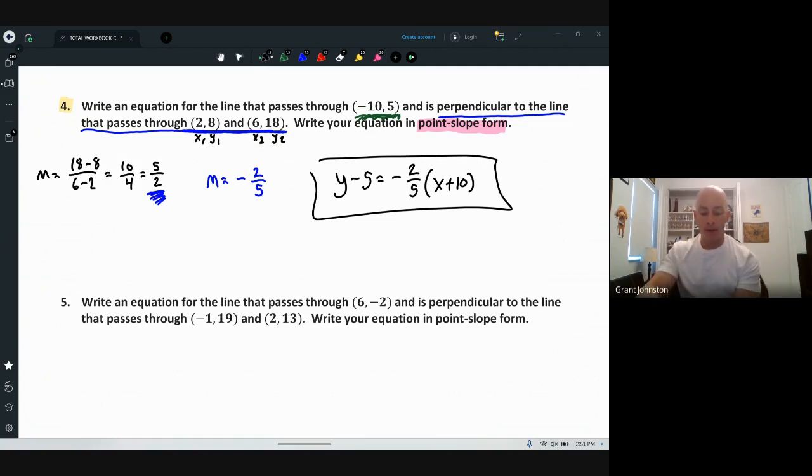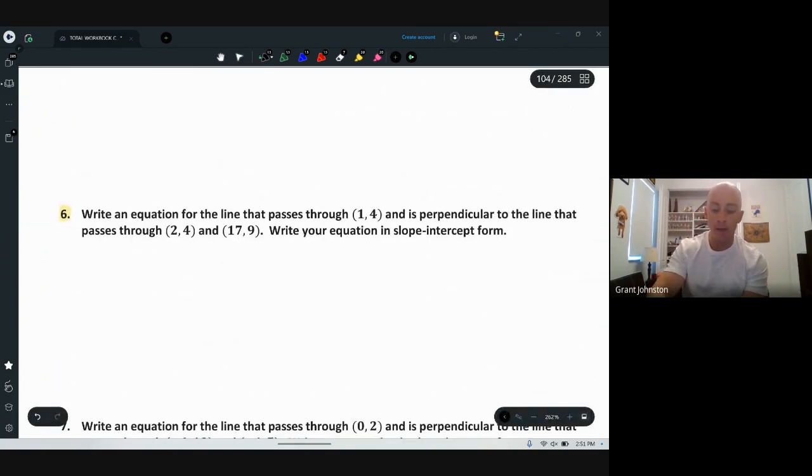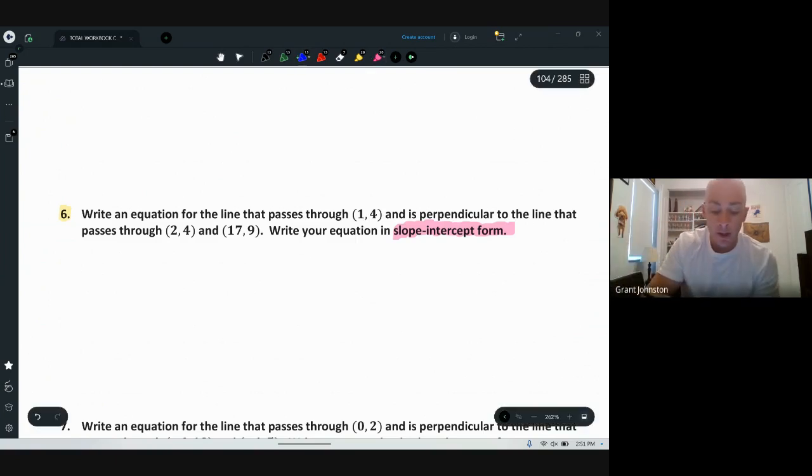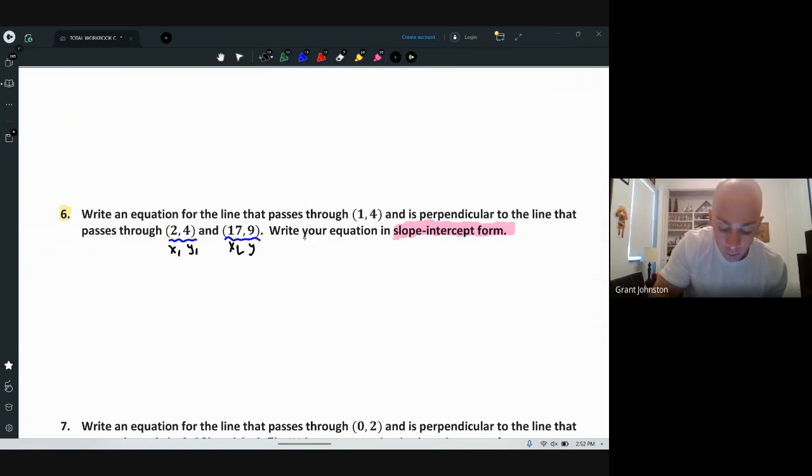Okay, I'm going to let you do 5, but I'm going to do 6 just because there's a little wrinkle in it where it says we want it in slope intercept form. But I'm going to do the exact same process, except I'm going to put it in point slope form first, and then I'm going to convert it into slope intercept form. So first thing I'm going to do is find what the slope of the line is that goes through those points. So I'm going to say x1, y1, x2, y2. So the slope, 9 minus 4, and then 17 minus 2. It's going to be 5 over 15, which simplifies to 1/3.